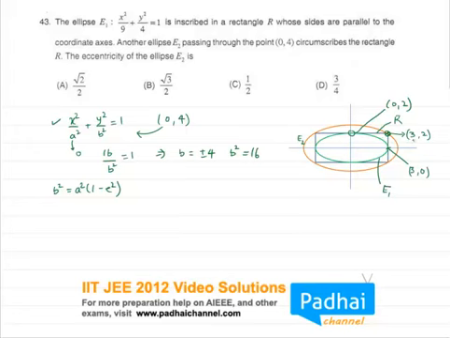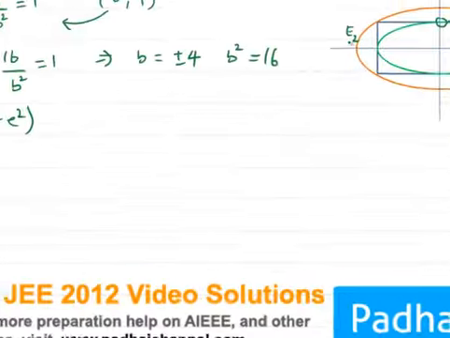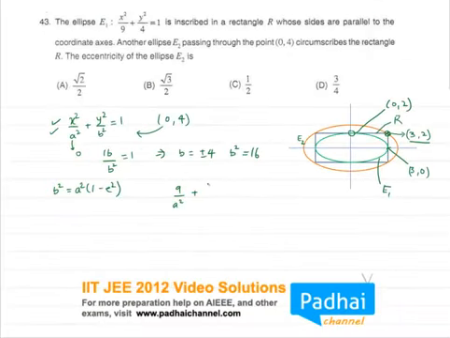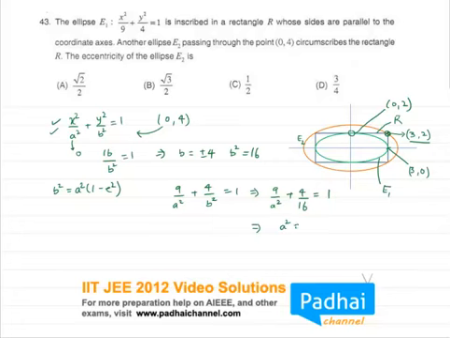So that means this point 3, 2 should satisfy the equation of E2, which I have written over here. So let us put this point, 3, 2, in this equation. It will become 9 by a square plus 4 by b square is equal to 1, and we already know the value of b square. If I put the value over here, which is 16, what I get is that a square is equal to 12. I can easily get this.